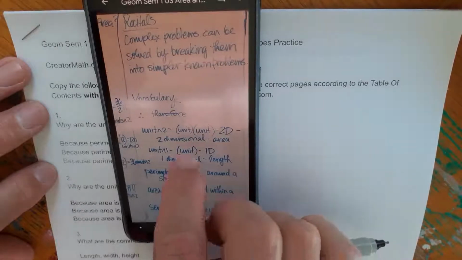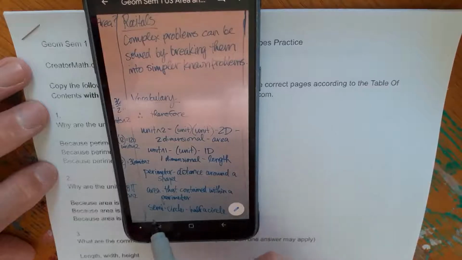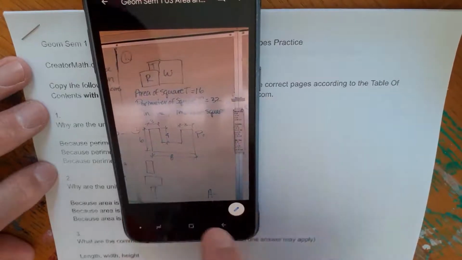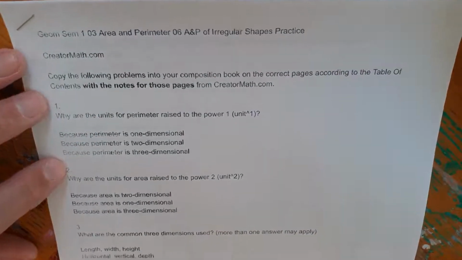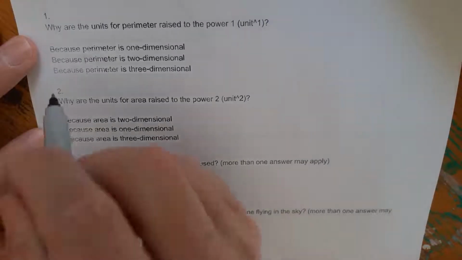Perimeter, distance around a shape. Area, that contained within the perimeter, and semicircle is a half circle. There are problems to put into your comp book and try to do if you can. So let's turn to the problems at hand for this lesson and work through them.